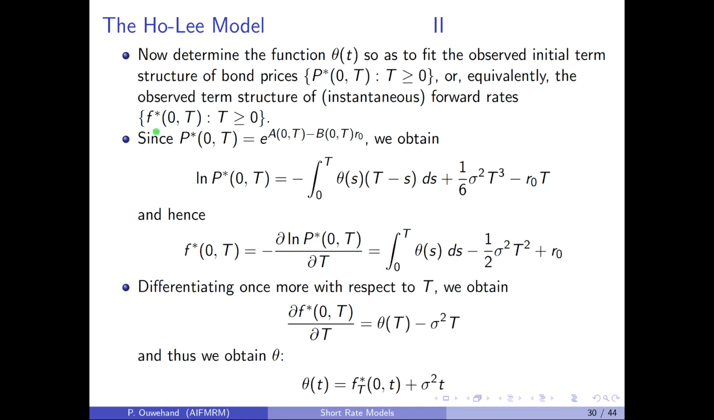Now, since the zero coupon bond prices at time 0 take the following form in an affine term structure model, and since we already know that B(0,T) is just equal to T, when we take the logarithm, we obtain the following. Taking the partial derivative with respect to capital T, and then its negative, we obtain the instantaneous forward rate at time 0 for maturity capital T. If we differentiate this one more time with respect to capital T, then we obtain the following.